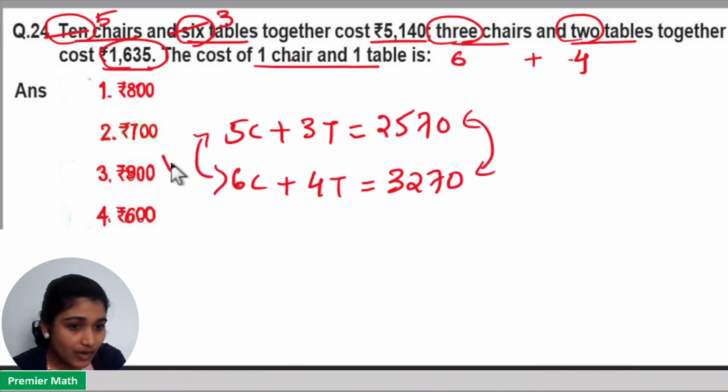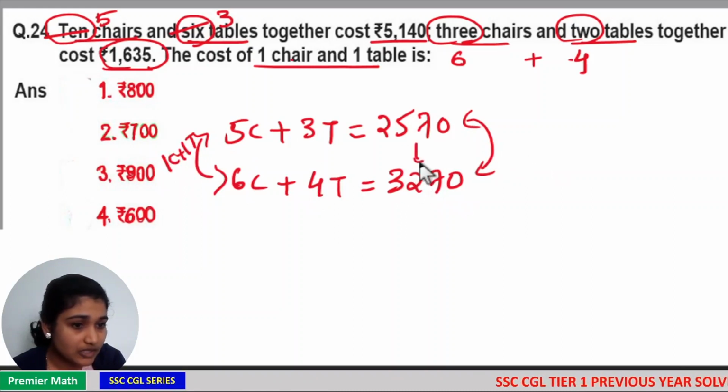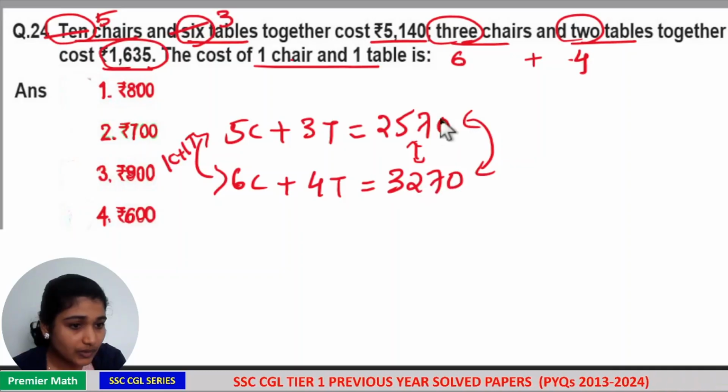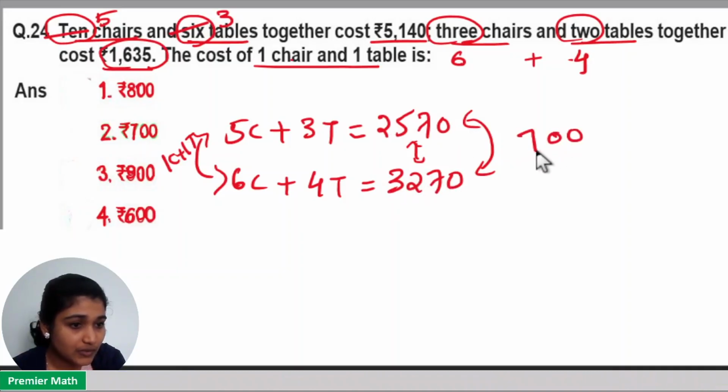That is 1 chair plus 1 table. 6 minus 5 is 1 chair. 4 minus 3 is 1 table. Cost difference between these two. Here 70 minus 70 is 0. 32 minus 25 is equal to 7. So 700 rupees. Option 2 is our answer.